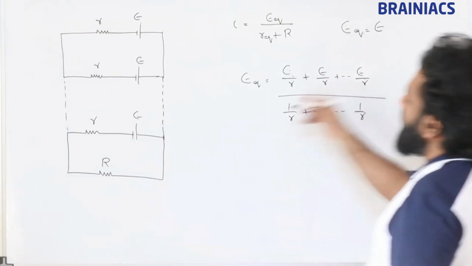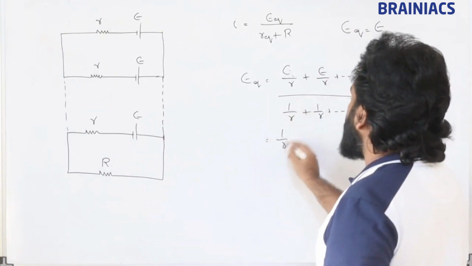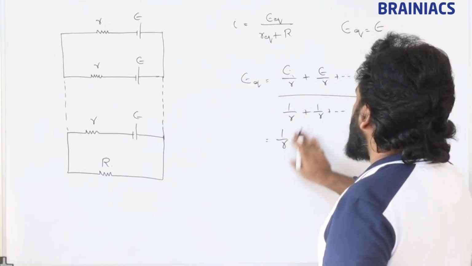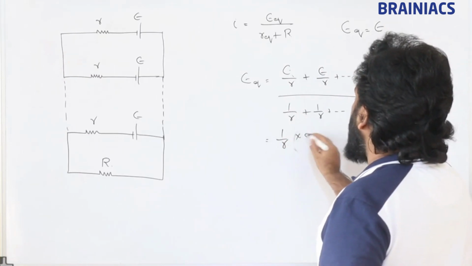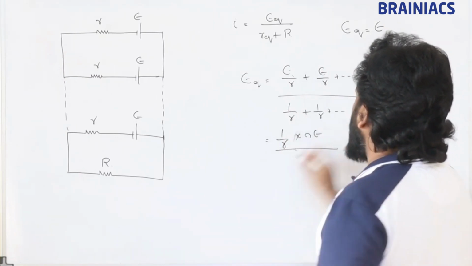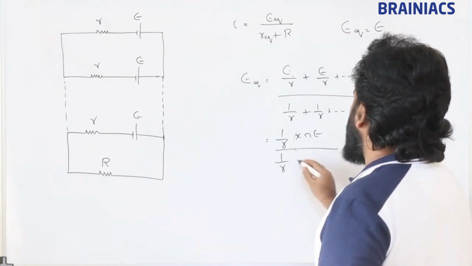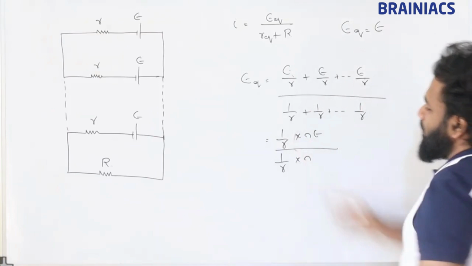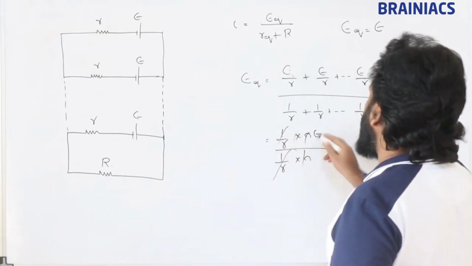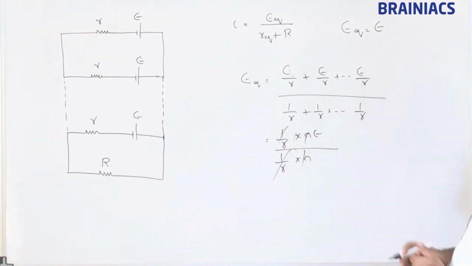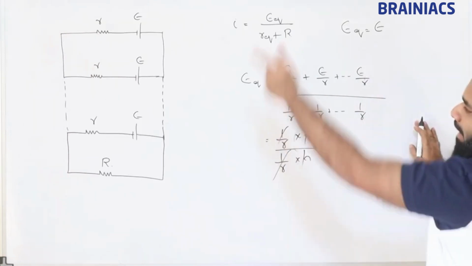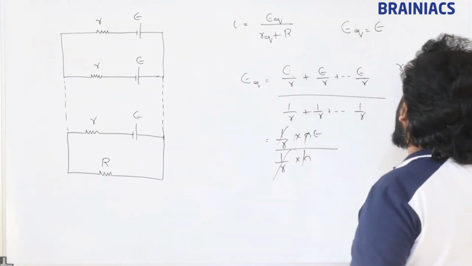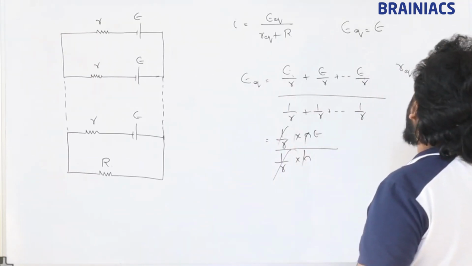So what will happen if we take 1 by R outside? This is going to be NE divided by, if we take 1 by R outside, this is going to be N. Correct, no? 1 plus 1 plus 1. So if we cancel all this, we will be getting E itself. So E equivalent is E. Parallel combination, so R equivalent is nothing but R by N.